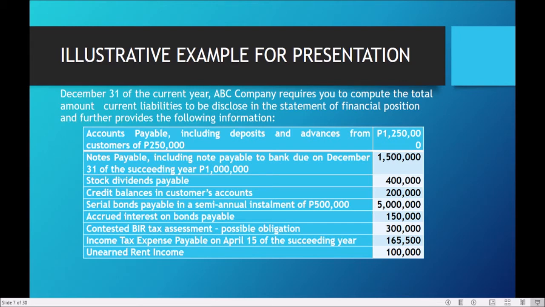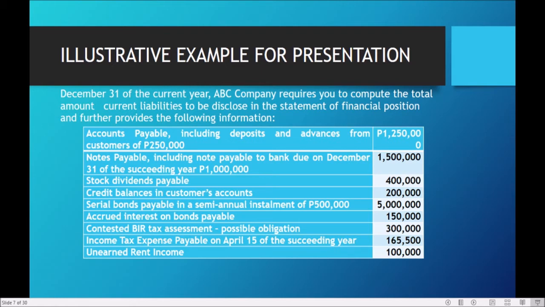Stock dividends payable, 400,000. Credit balances in customers' accounts, 200,000. Serial bonds payable in semi-annual installment of 500,000. We have 5 million. Then the accrued interest on bonds payable, 150. Contested BIR tax assessment, possible obligation, 300. Income tax expense payable on April 15 of the succeeding year, 165,500. And then we have an unearned rent income of 100,000.